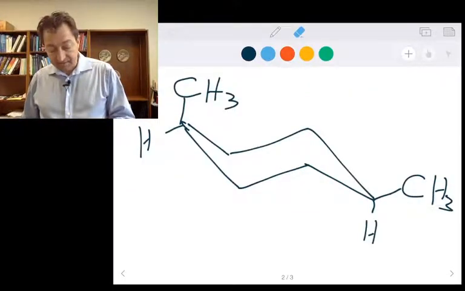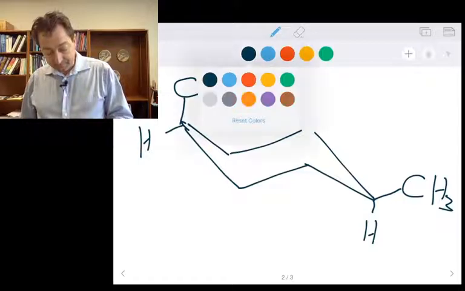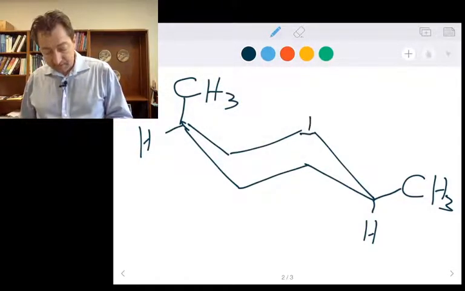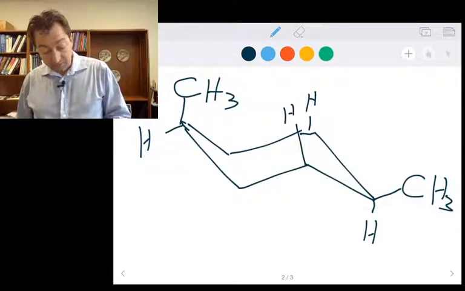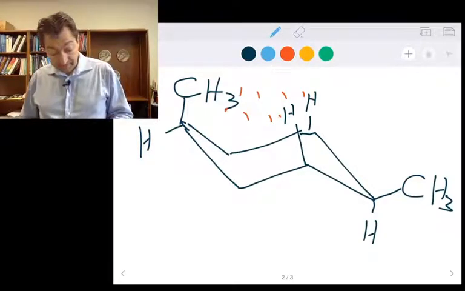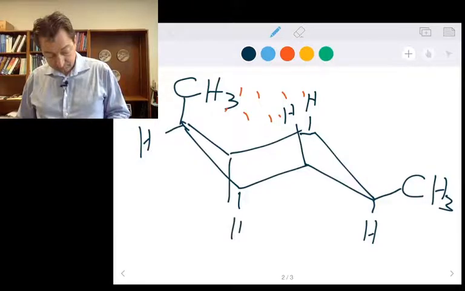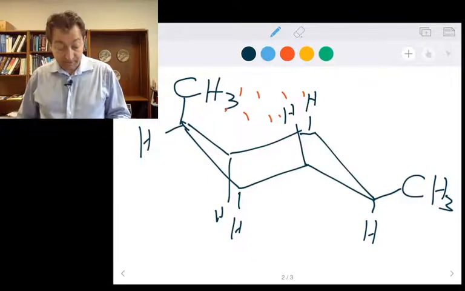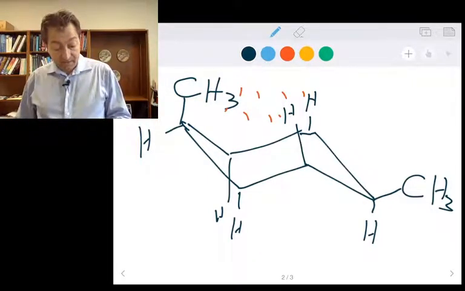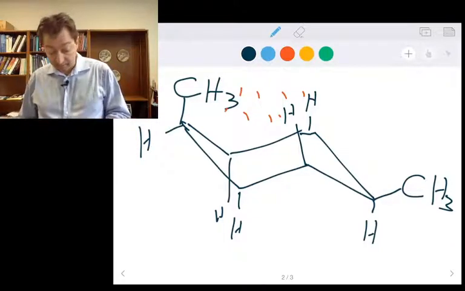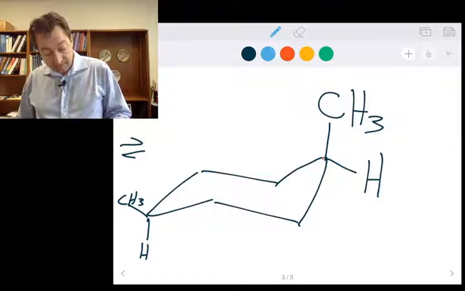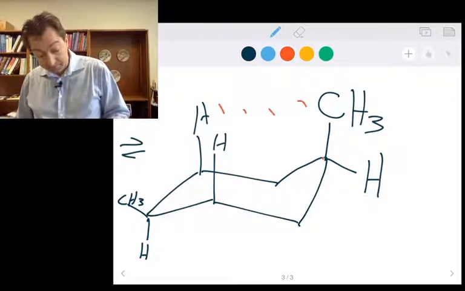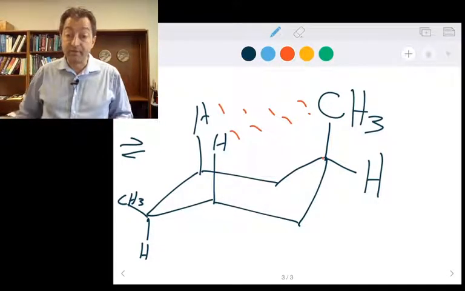and again, we're focusing on these 1,3 diaxial interactions between the substituents that we have and the hydrogen atoms on the other side of the molecule. What we observe here is that in this particular conformation, the only 1,3 diaxial interactions are between the methyl group and the protons with the red lines that we've indicated there. And in the other conformation, the only 1,3 diaxial interactions that we observe are between this new axial methyl group and the hydrogen atoms on the other side of the ring.